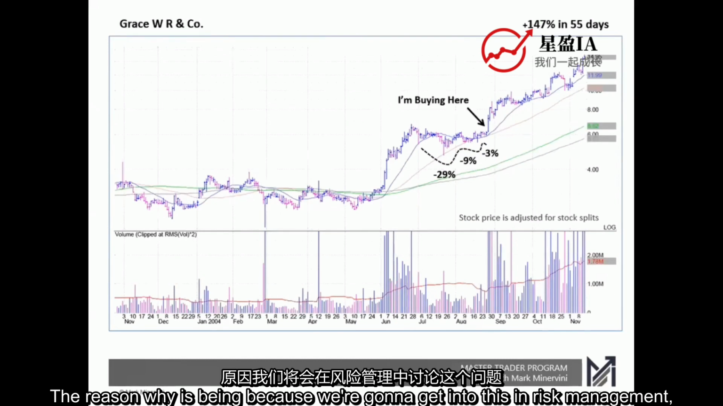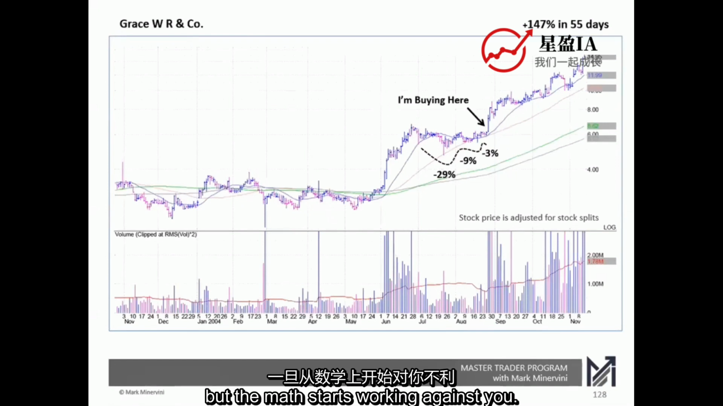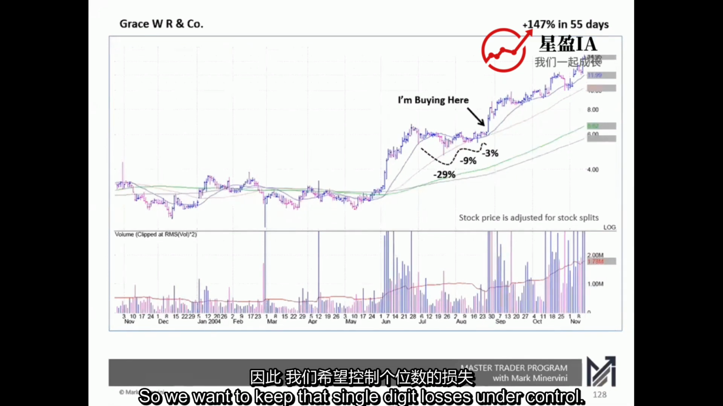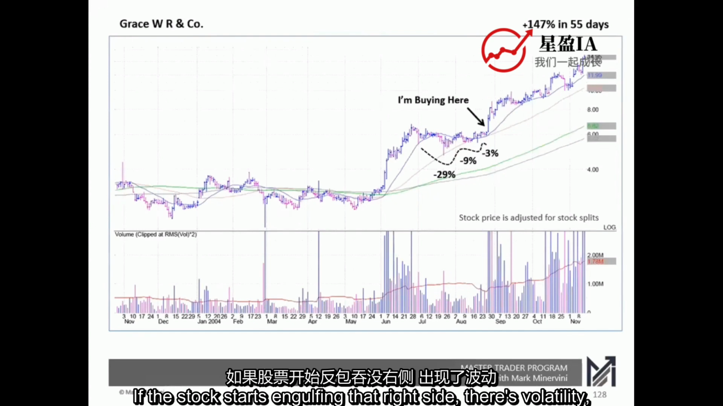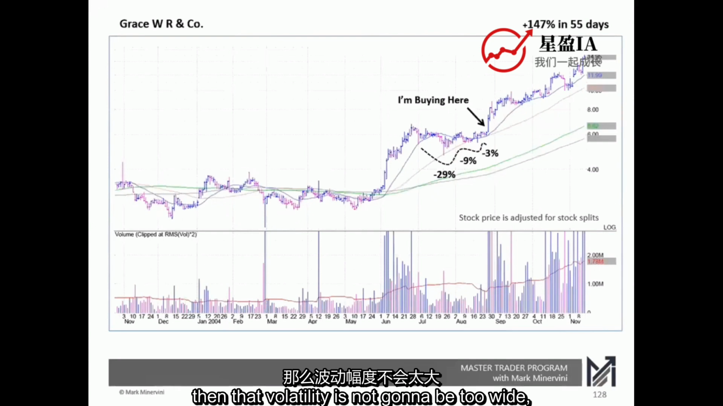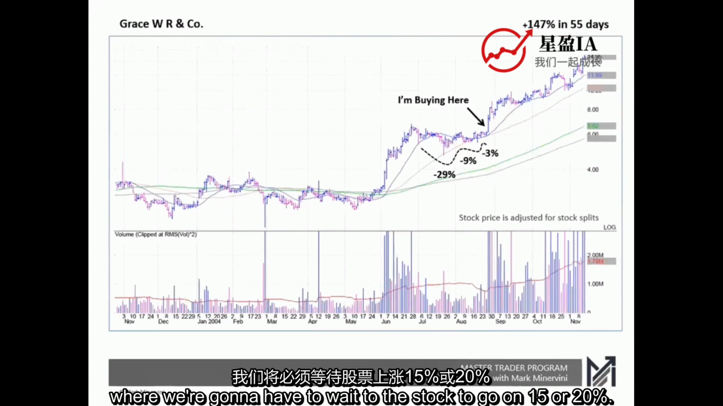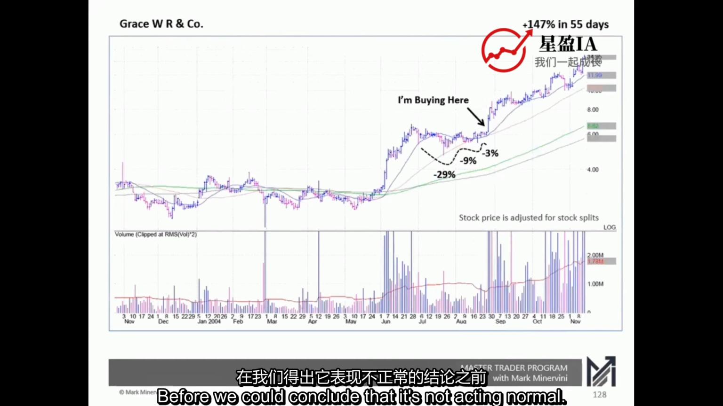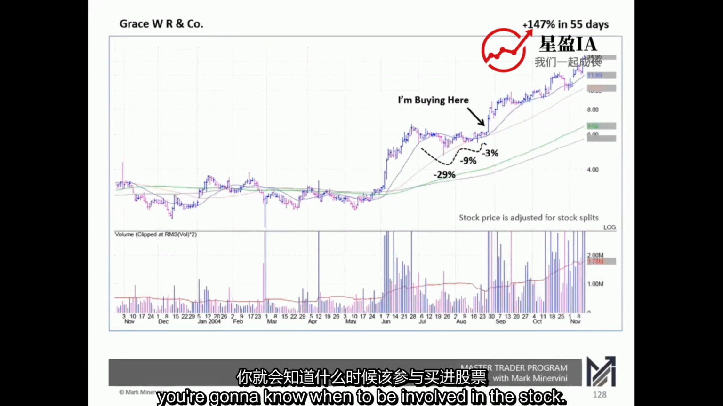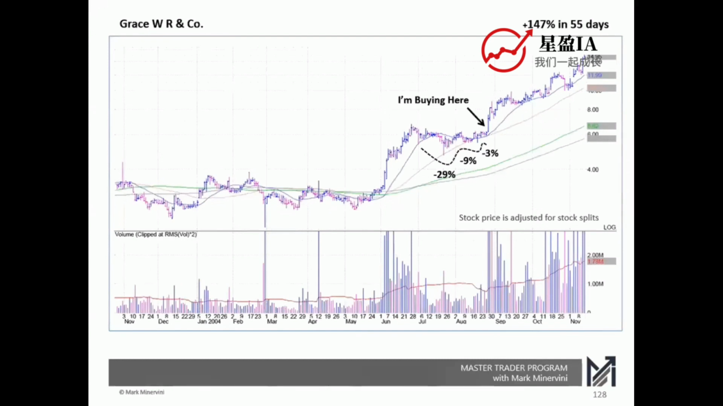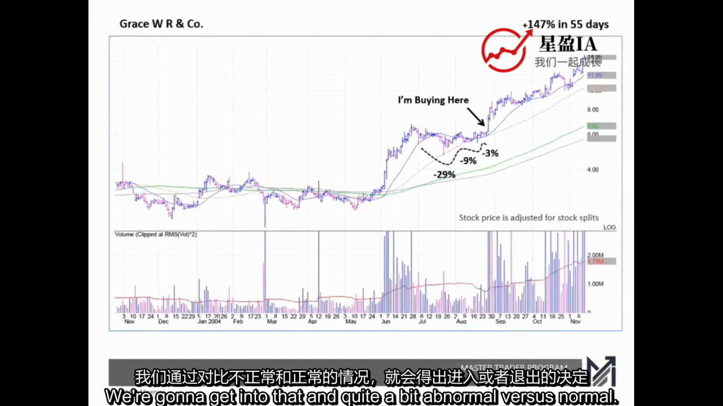And the reason why is because, and we're going to get into this in risk management, the math starts working against you. So we want to keep those single digit losses under control. So we want to be able to know when the stock's acting abnormal. If the stock starts engulfing that right side and there's volatility, well, then that volatility is not going to be too wide where we're going to have to wait for the stock to go down 15 or 20% before we could conclude that it's not acting normal. Just remember, if you know what's normal and you know what's abnormal, you're going to know when to be involved in the stock, and you're going to know when to exit the stock. And we're going to get into that quite a bit, abnormal versus normal.